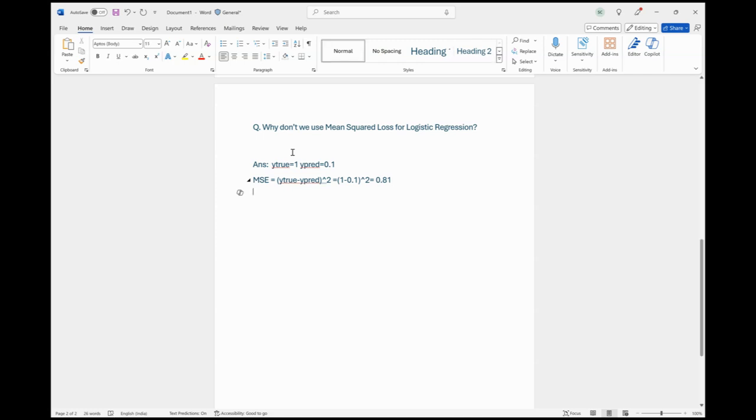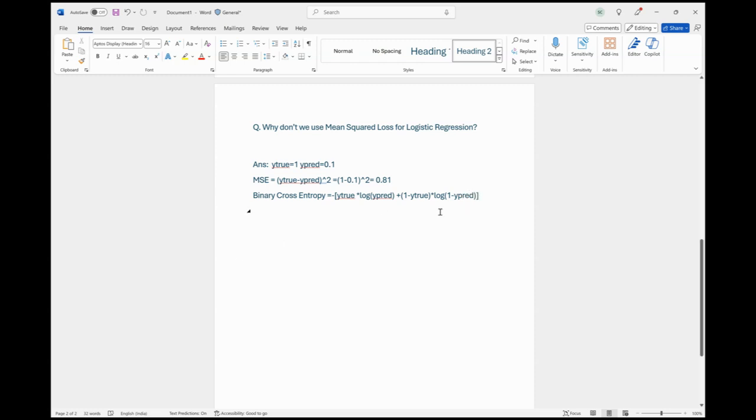Now let's see what happens when we use a binary cross entropy loss. This is the loss which is actually used in logistic regression, right? So let's write down the formula. It is minus of y true into log base e of y predictions plus 1 minus y true into log base e of 1 minus y predictions, right?